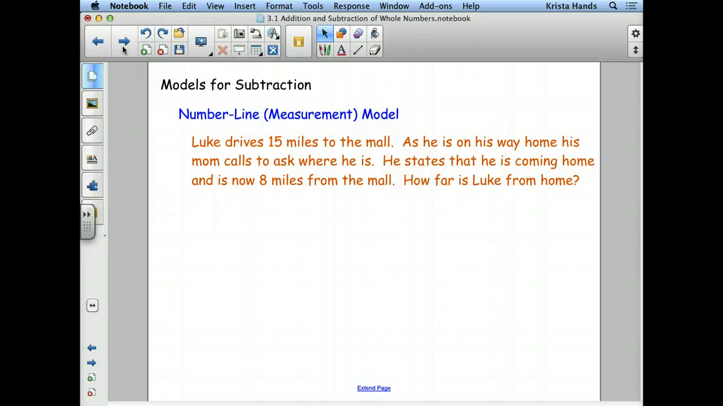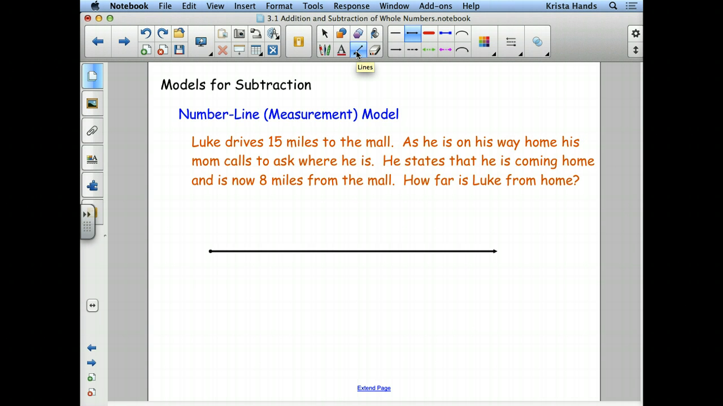This type of model is used kind of like that measurement model idea from the addition models. It's used when we're talking about something that can't actually be a portion of something, right? Just like the other one was feet. Remember we did the feet of the wood, the feet of aluminum? Here you see miles of driving a car. So we can draw a number line picture. Our picture needs to go how far out? 15.